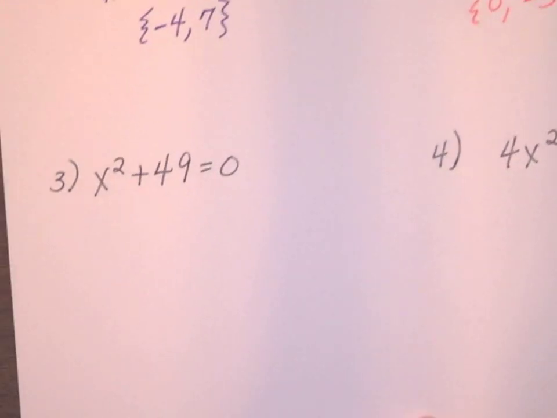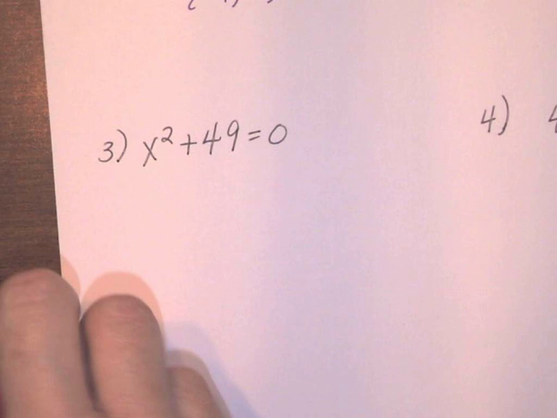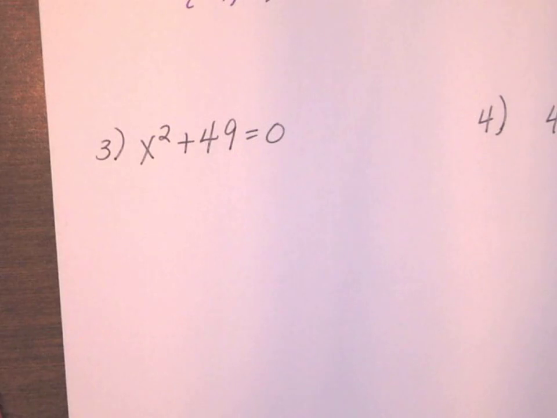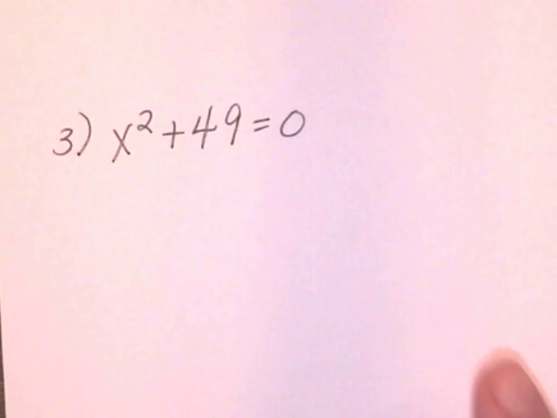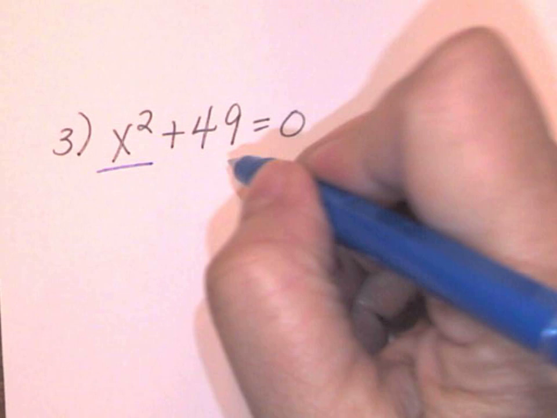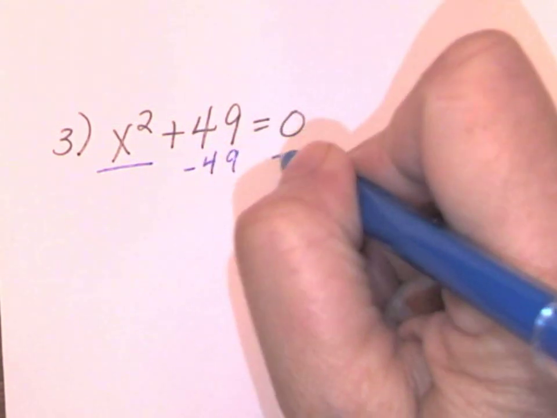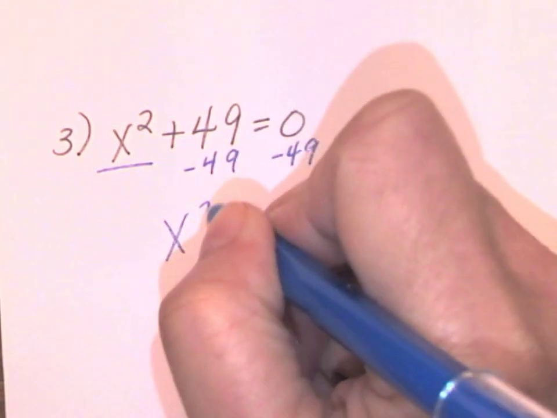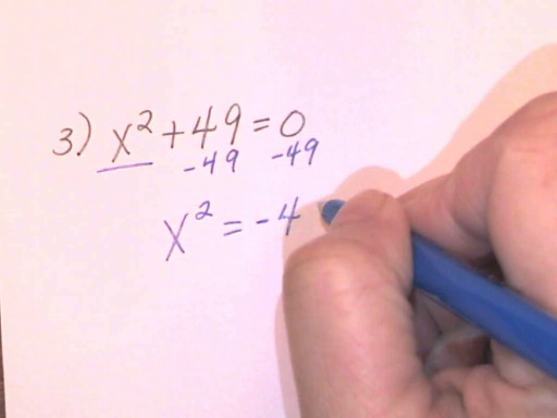Now when I see a problem with no x term, just an x squared and a constant, no x term in the middle, that means I want to do it by square root. Solving by square root is the only method where I don't want it equal to 0. I want to isolate the x squared term. So that means I'm going to subtract the 49. X squared equals negative 49.